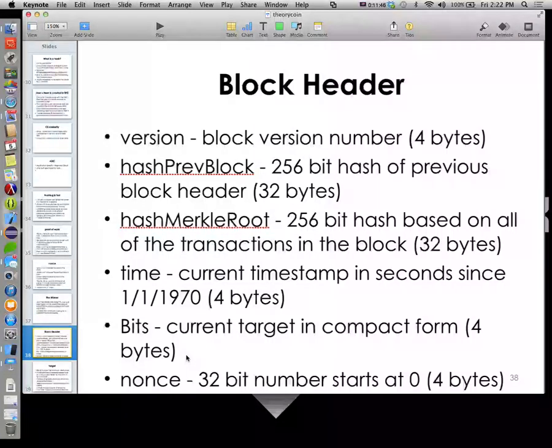So let's say that you have some sort of math algorithm for figuring out a hash. But it's a math algorithm, so given the same inputs, it will always produce the same output, right? So I'm going to give you a hard-coded version number, a hard-coded previous block hash, a hard-coded Merkle root value of the current block, a time, which is the number of seconds since 1970, and the current target in compact form. It's 4 bytes. And I'm not going to give you a nonce.